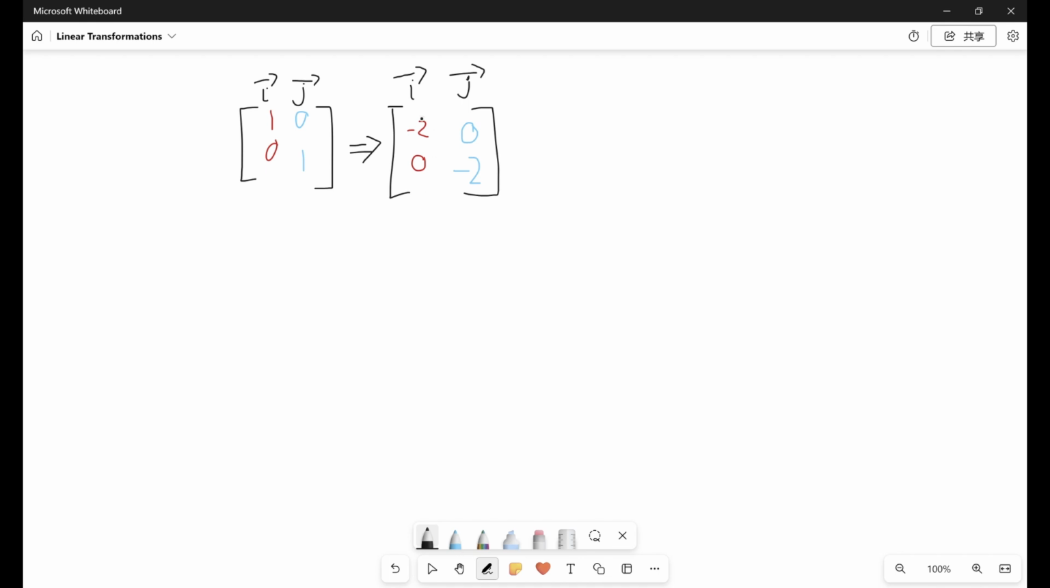So we only really care about the basis vector transformations. So we write vector i in the first column, vector j in the second column. I've used colors to separate this so you can see.